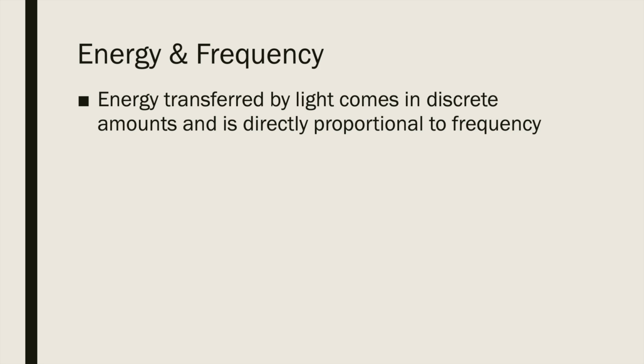First off, energy transferred by light comes in discrete amounts. So this is related to how we talked about the fact that while light does act like a wave, it also acts like a particle at the same time. So these discrete amounts of light are what we call photons. You can kind of think of them as little packets of light waves.